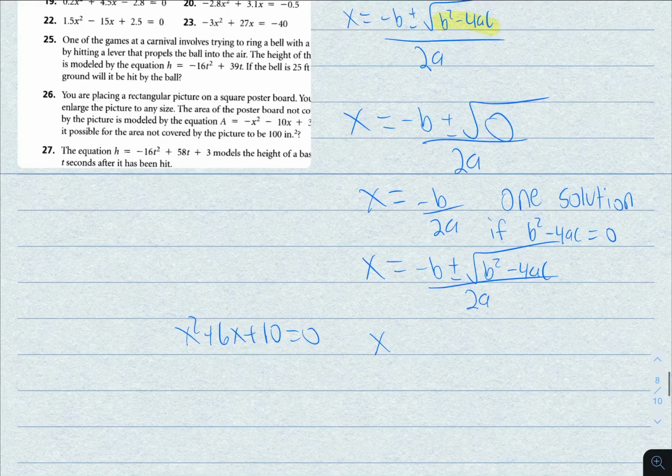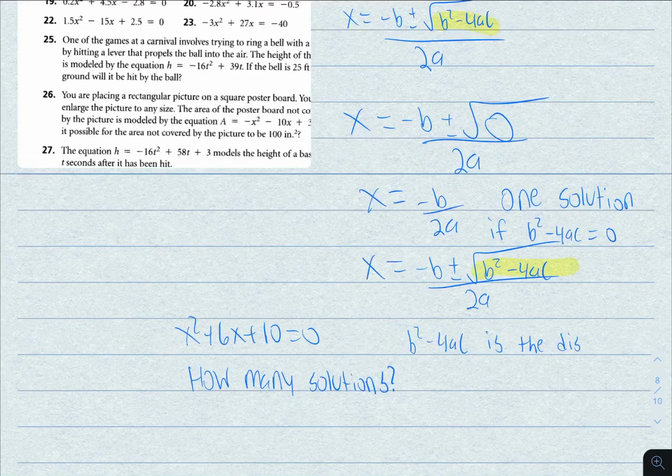If we were going to solve this and find out how many solutions, we could plug it into the quadratic formula, but the only important part of the quadratic formula that we really need is this. So if I only need b squared minus 4ac, then I'm not really solving for x. I'm only going to look for that. b squared minus 4ac is called the discriminant.